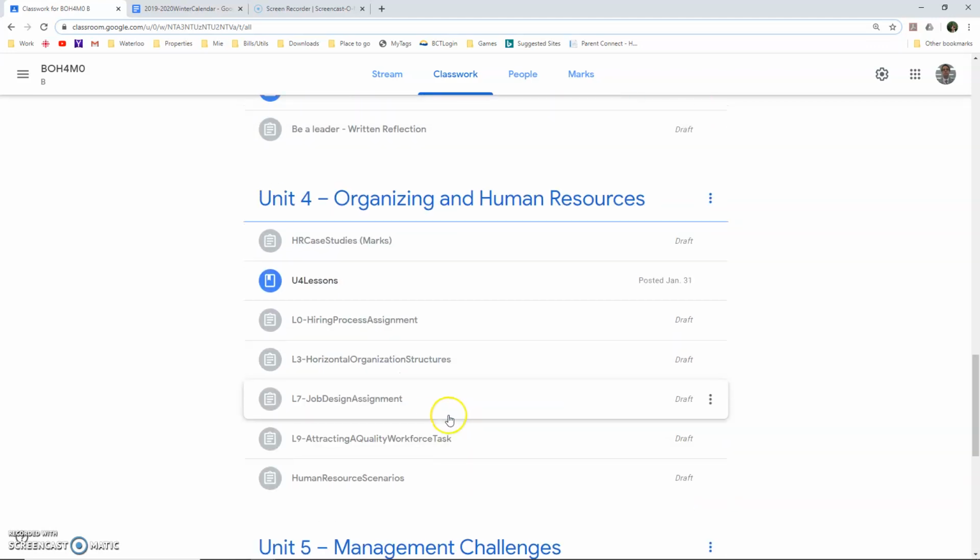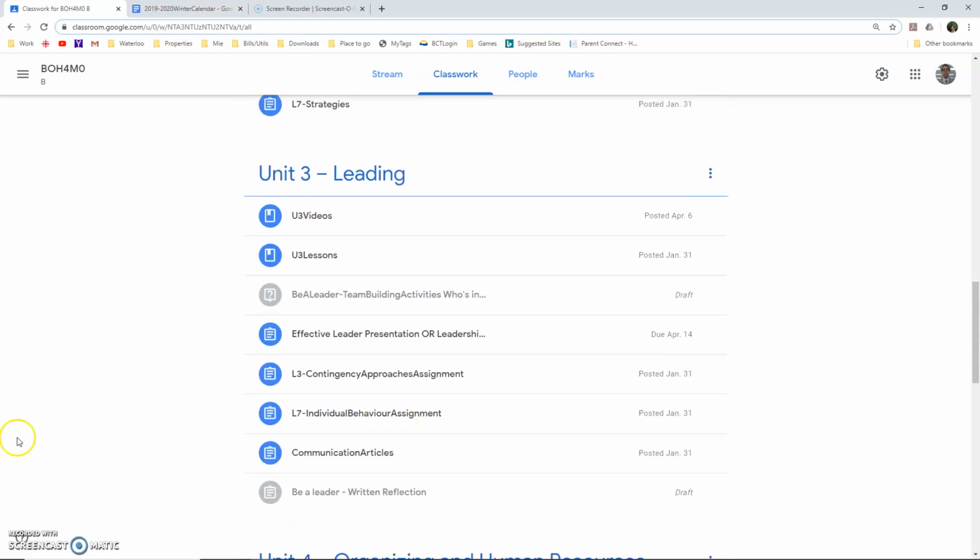and possibly controlling. So, I hope you're joining with me in this endeavor, and if you ever have any questions, feel free to reach out to me by email or by posting on the Google Classroom.